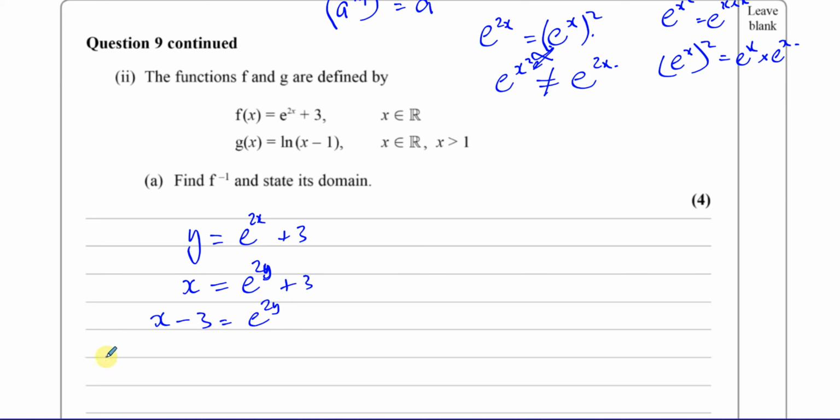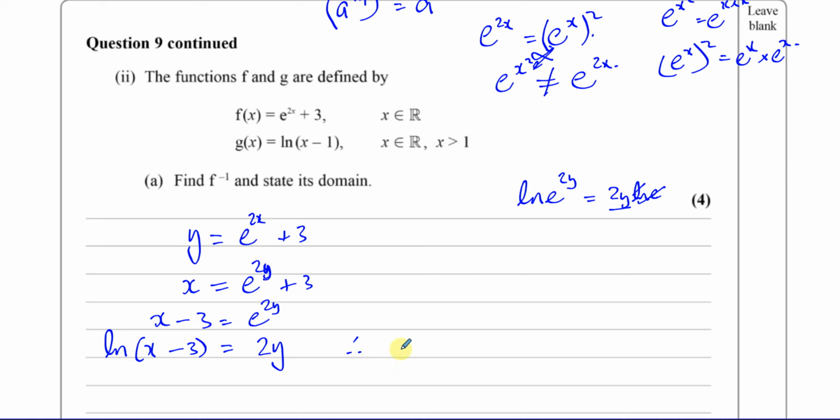So I'm going to take the ln of both sides. So you have ln of x minus 3 equals the ln of e to the power of 2y, which will give you 2y times ln e, which is just 1, so it's just 2y. Once you've taken the ln of both sides, that becomes 2y. So I'm taking the ln of this side and the ln of that side.